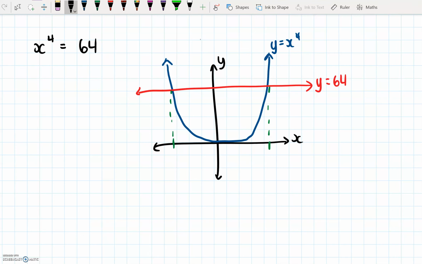So we get x is equal to the 4th root of 64, or x is equal to the negative 4th root of 64. Now if you do that on your calculator, you will see... One moment. Fourth root. Okay, you need to use shift for that one.